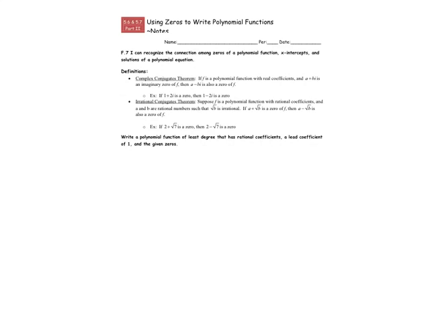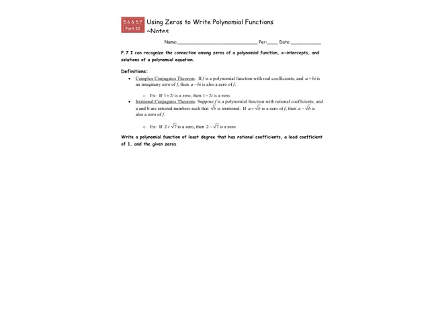All right, a couple definitions we need to know. The complex conjugates theorem. If f is a polynomial function with real coefficients and a plus bi is an imaginary zero of f, then a minus bi is also a zero of f. So they don't need to give you the conjugate as a solution. If they give you one of these, we need to know that the other one is also going to be a zero. So it's never just going to be one, you'll always have two, whether they give it to you or not.